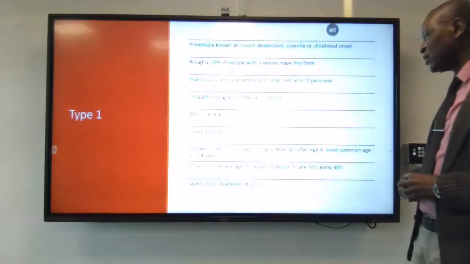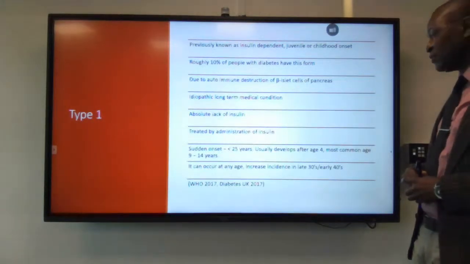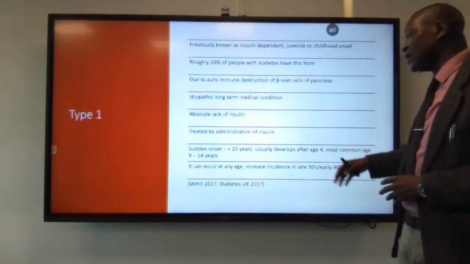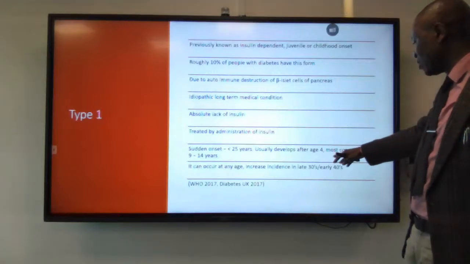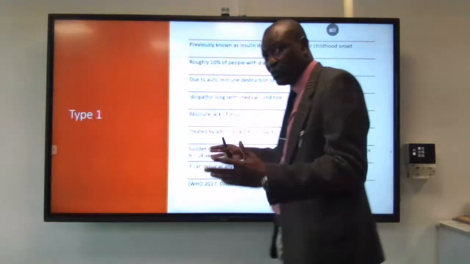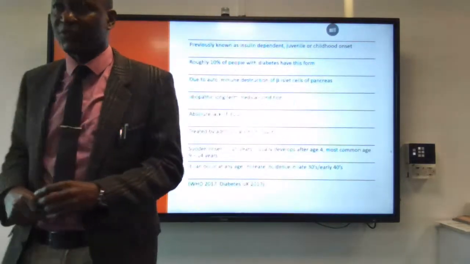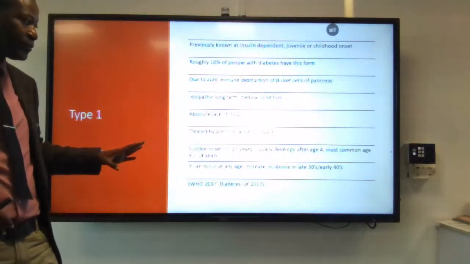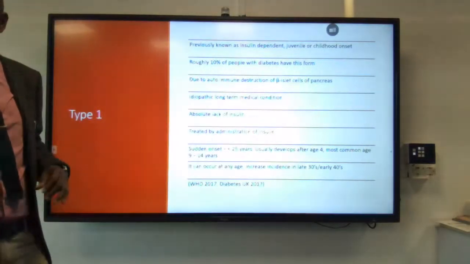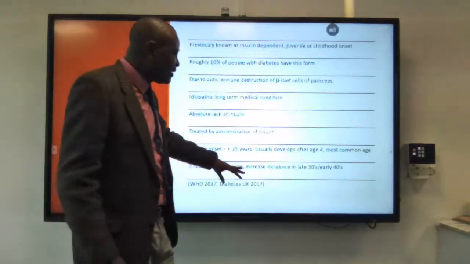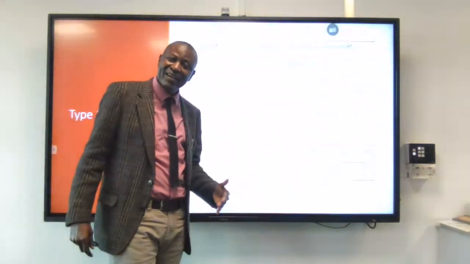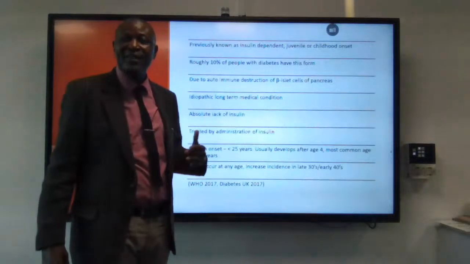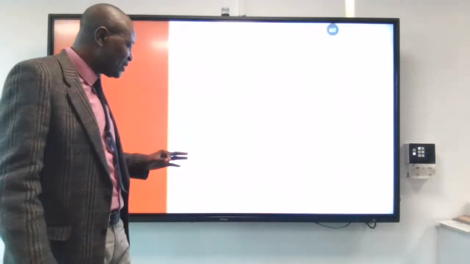It is sudden onset, and quite often it will be before 25. It usually develops around the age of 4, but most of the time we discover it before the age of 14 years. But now things are changing, so it can occur at any age, and increasingly type 1 diabetes is being picked up in an older population. That becomes a dilemma, because age is no longer a yardstick to say, okay, this is type 1.